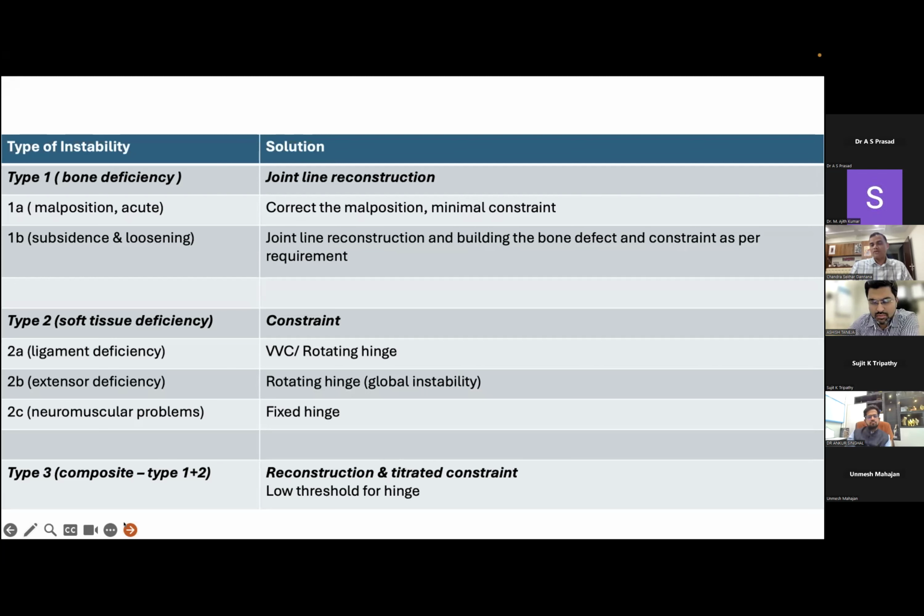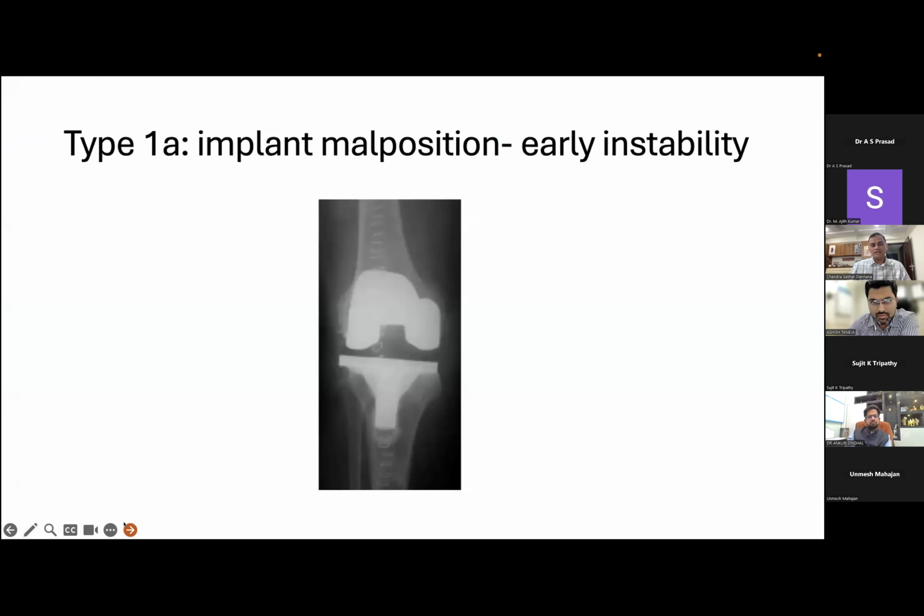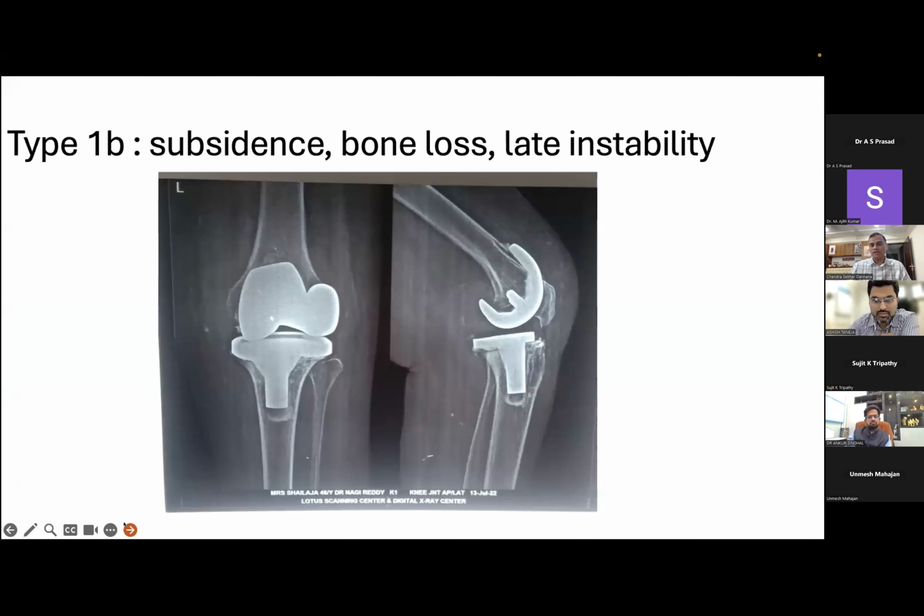And type 3 are the ones where you have to go for a hinge because there is significant bone loss associated with a ligamentous deficiency as well. As I said, in type 1A, where there is a malposition, such as varus in the component, this can be managed by correcting the malposition and using the least possible constraint.